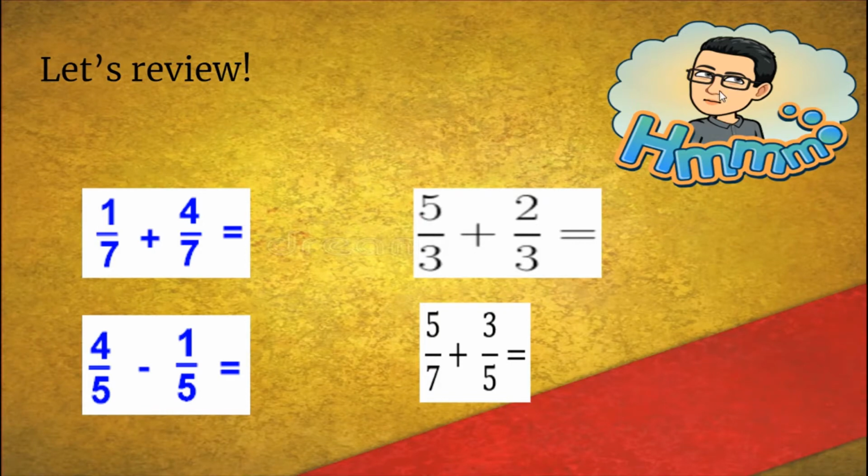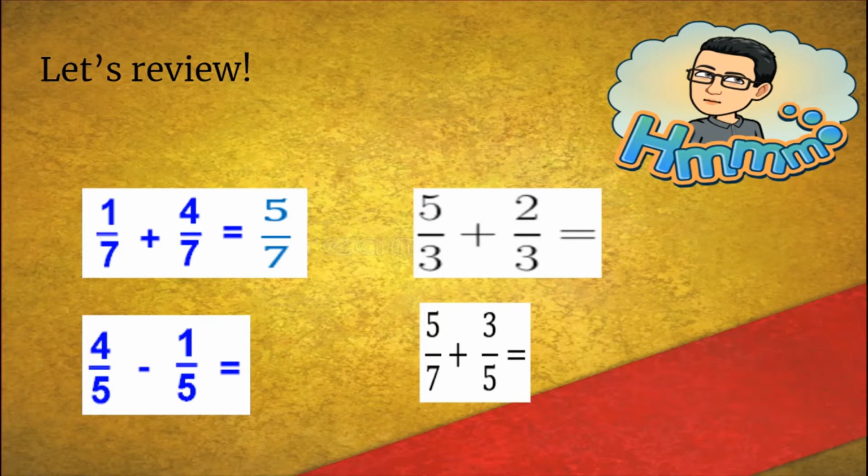Okay, so let's start here with 1/7 plus 4/7. Since we have the same denominator, all we have to do is just copy 7 and add 1 plus 4. Our answer for this one is, 1 plus 4 is 5, and then just copy the 7. Okay, the answer is 5/7.